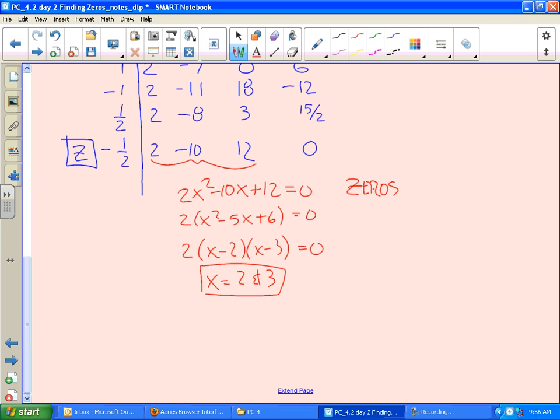Yeah, don't forget the one that you found in the polynomial division process. Sometimes we forget that guy. So we have negative 1/2, and then 2, and then 3. There they are.